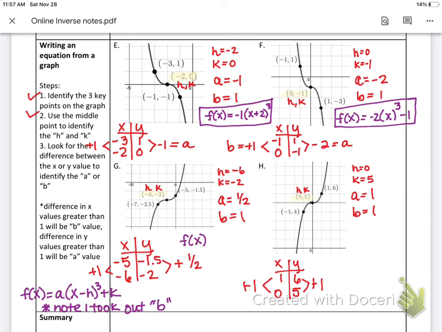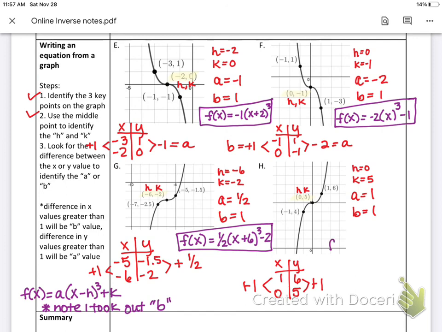So let's check out G. So we have f of x equals, our a here is a half, so we're going to go ahead and put the half first. And then parentheses x minus our h. Notice again that our h is negative 6. So x minus negative 6. So two negatives here. It gives me plus 6. And then raised to the third power. And then we have our k, so minus 2. Did you get it? Hopefully you did, and you feel really good.